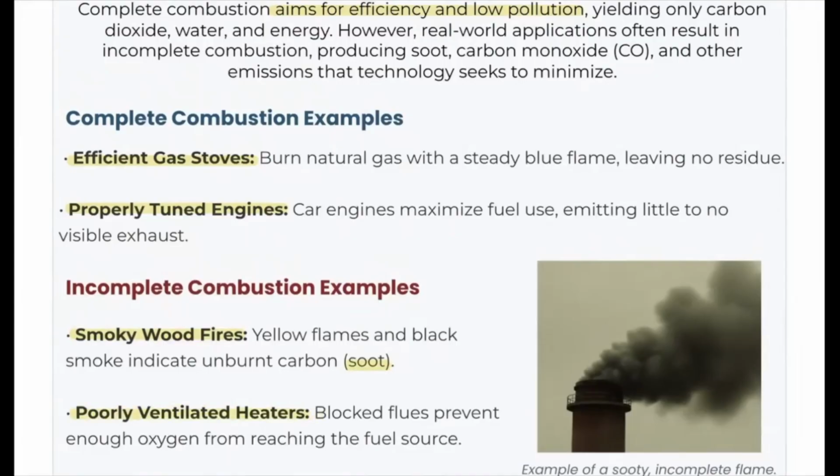And unfortunately, incomplete combustions are very common and can be quite dangerous. Some examples include smoky wood fires, so soot, poorly ventilated heaters producing carbon monoxide, engines or furnaces with limited oxygen. And carbon monoxide is especially dangerous because it's colorless, odorless, and very toxic. You see, guys, understanding combustions helps scientists and engineers design technologies that reduce pollution and improve safety.